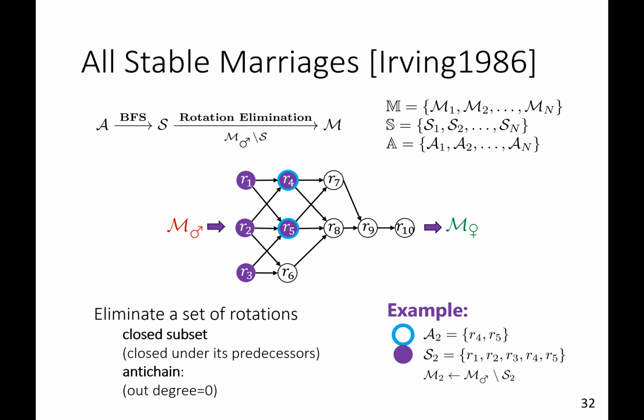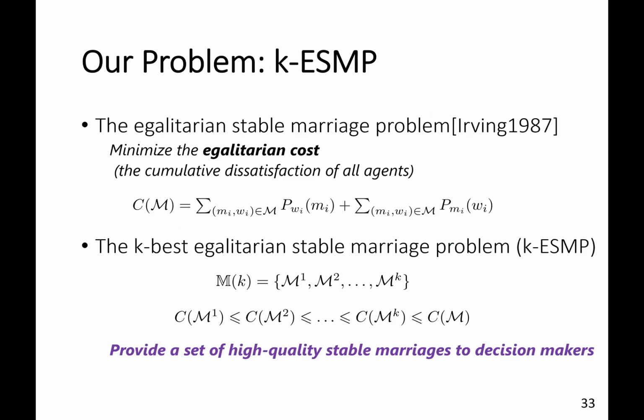The terminal nodes, highlighted in blue in the rotation graph, are an antichain to the corresponding closed subset. The antichains, closed subsets, and the stable marriages have a one-to-one correspondence by graph search and rotation elimination. Our problem is to find the k-best solutions.